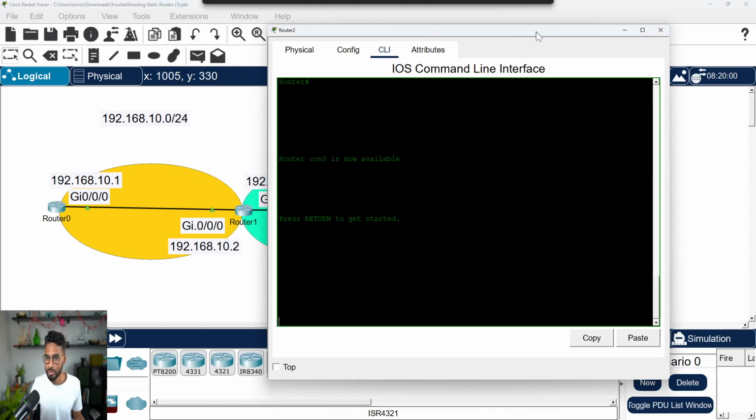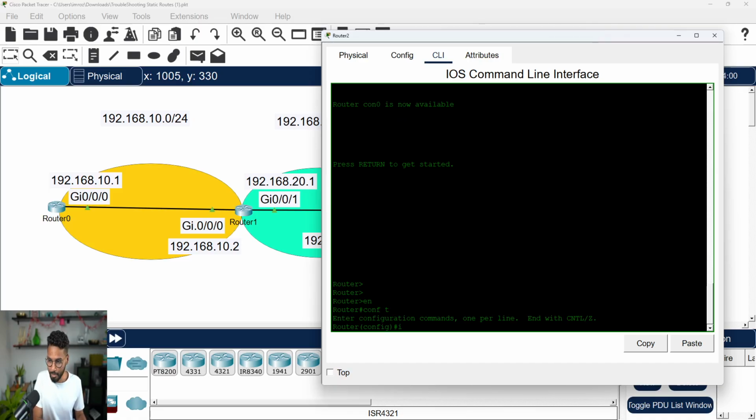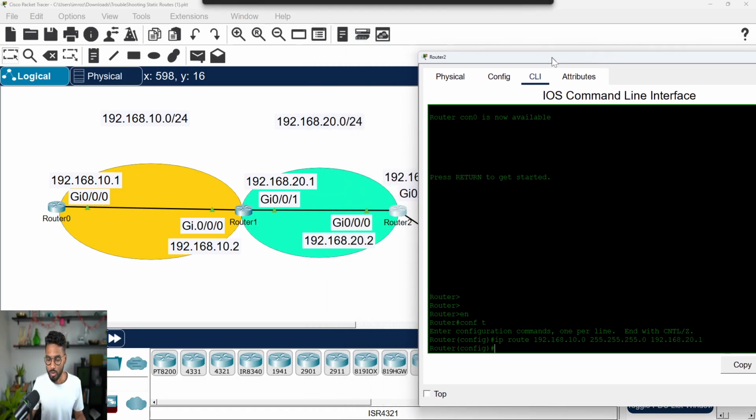Let's go into the router 2, enable, configure terminal. It's going to be the same command. That's IP route. Look at the network address, that is this, 192.168.10.0, and its subnet mask is the same, 255.255.255.0, and the first hop it needs to take is this. So that would be 192.168.20.1. So that one is also configured.